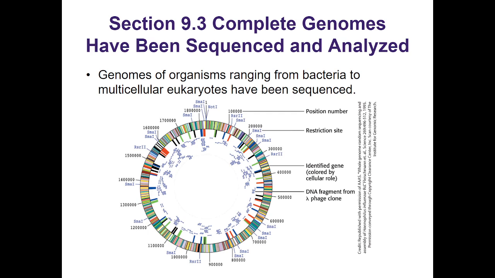The complete genomes have been sequenced and analyzed. The genomes of organisms ranging from bacteria to multicellular eukaryotes have been fully sequenced. This right here is some different examples of sequencing and what they've found from that. Anyways, this is a terribly complex piece of information that you actually get fairly little out of, but it's pretty cool, okay? A lot of work went into it, to be fair.